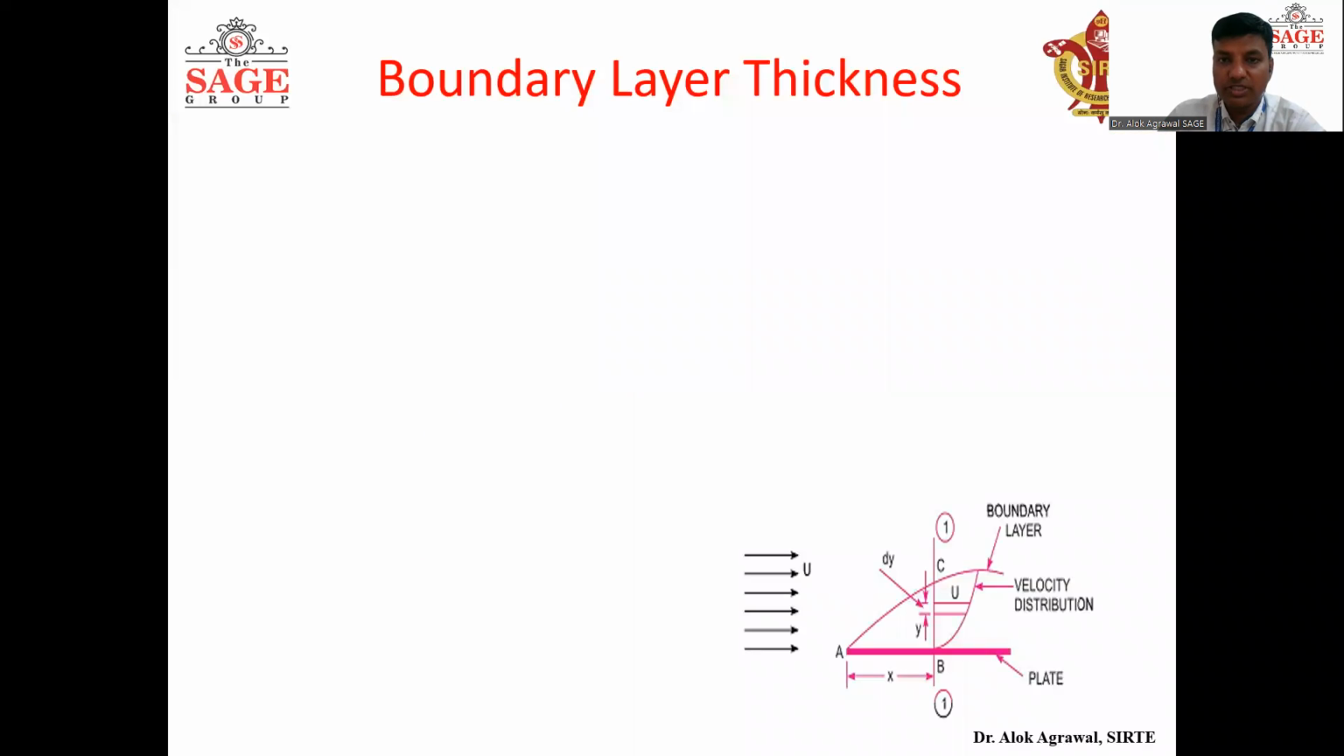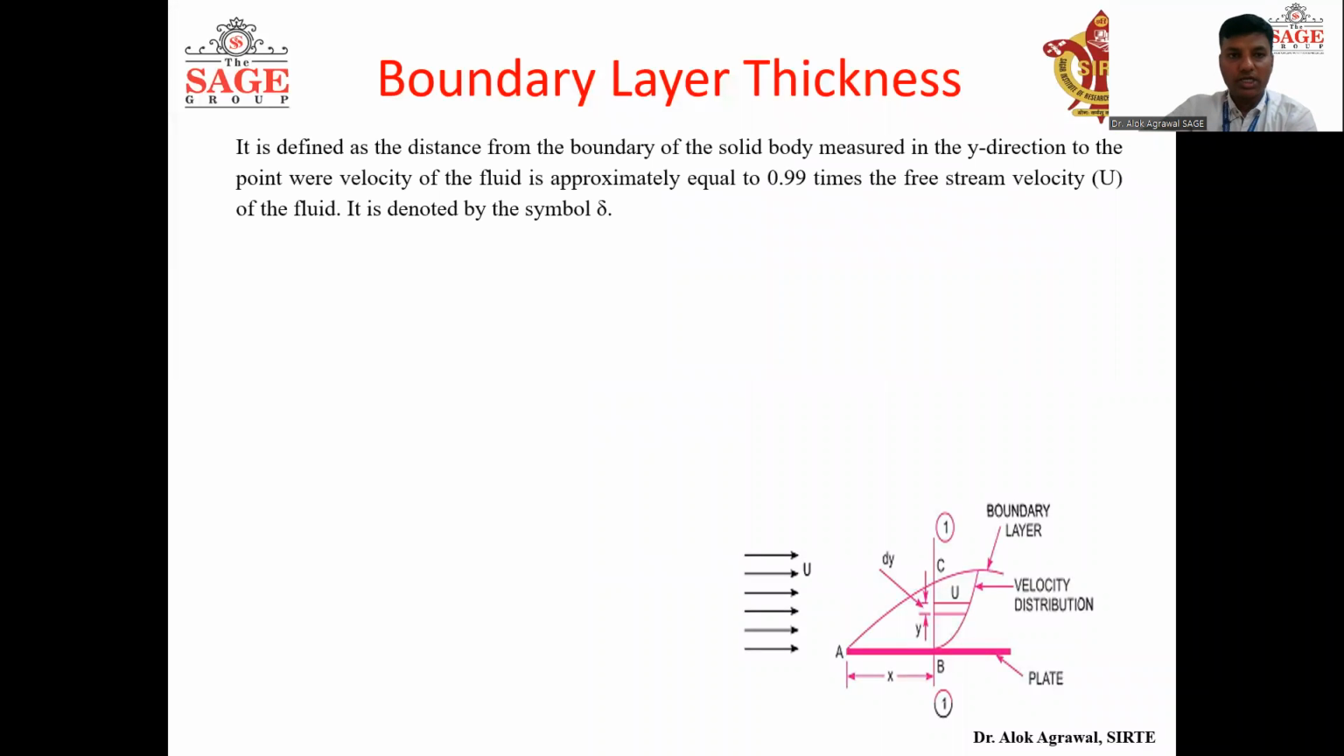So in last class, we have studied boundary layer theory. We have seen the various definitions like laminar boundary layer, turbulent boundary layer, and laminar sublayer. So let us move on to the next topic, that is boundary layer thickness. So what is boundary layer thickness?